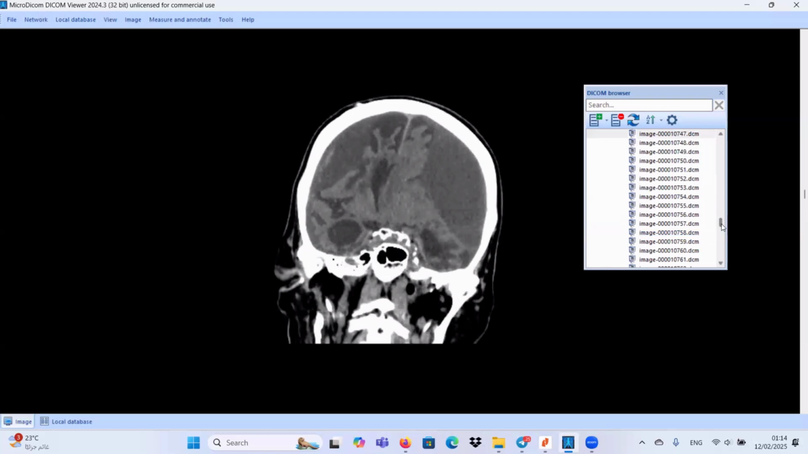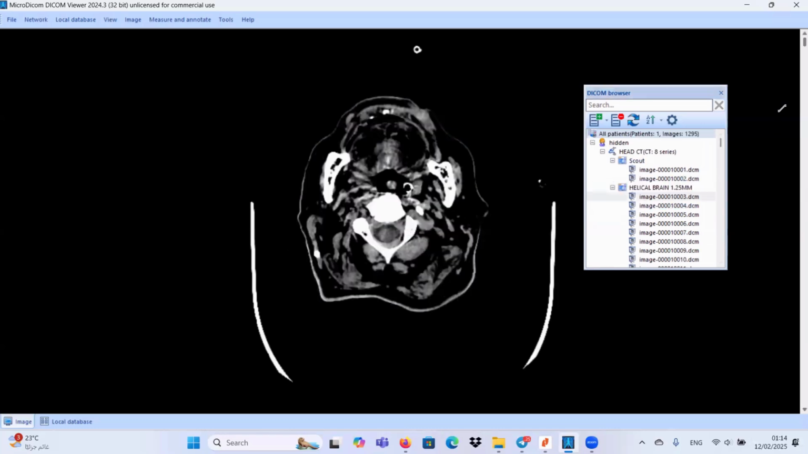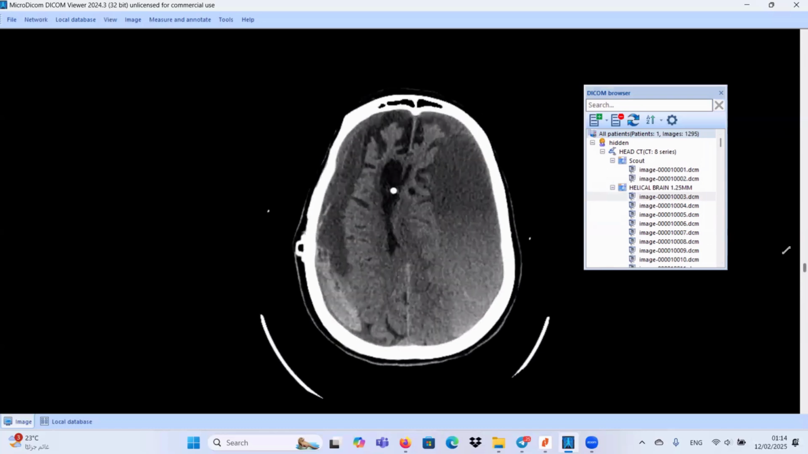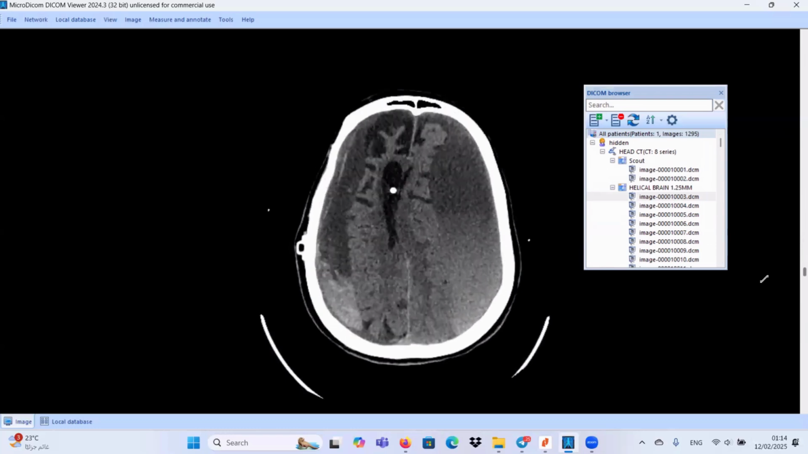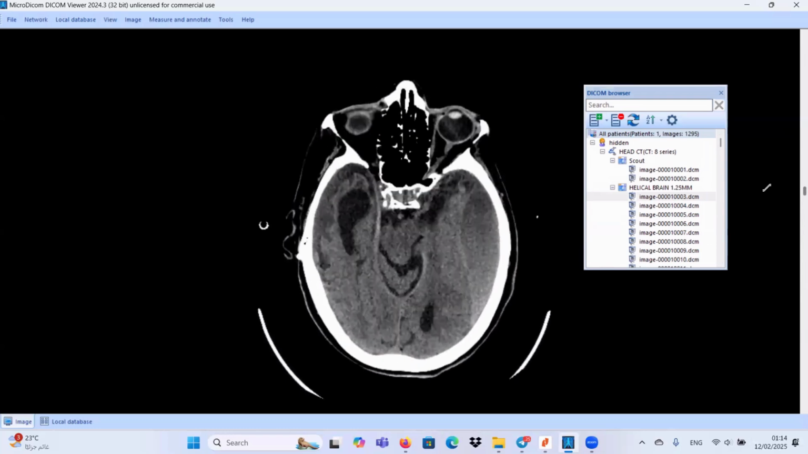So in conclusion, we have a case of bilateral subdural hematomas, and these subdural hematomas show different densities. So we have acute on top of chronic. We have two types of brain herniation, subfalcine brain herniation and also left-side uncal herniation.